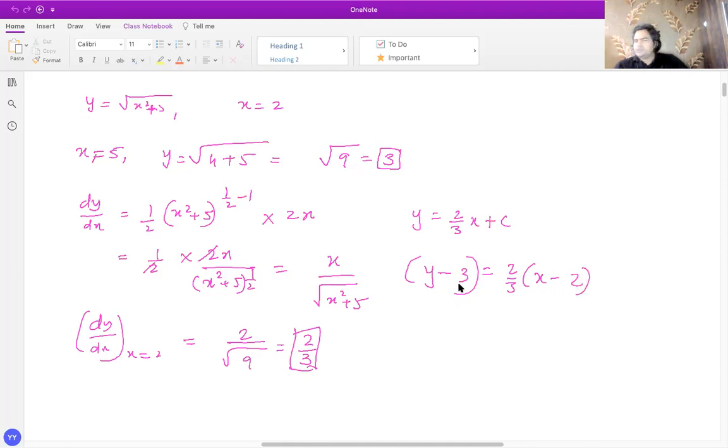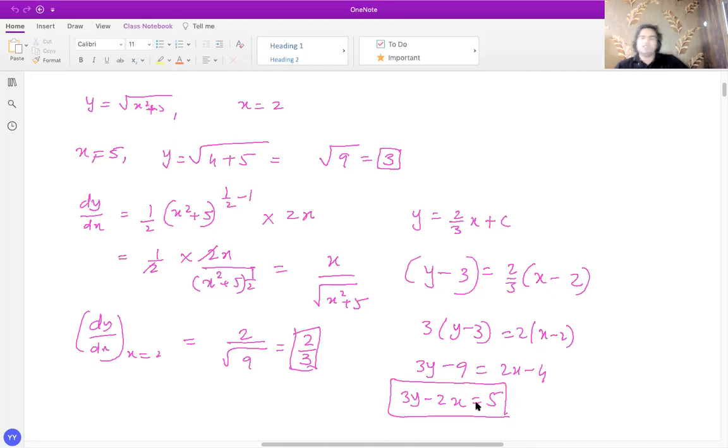And you don't need to find the c value separately. So it'll become 3 times y minus 3 equals 2x minus 2. So it's 3y minus 9 equals 2x minus 4. So 3y minus 2x equals 5. So that's the equation of tangent.